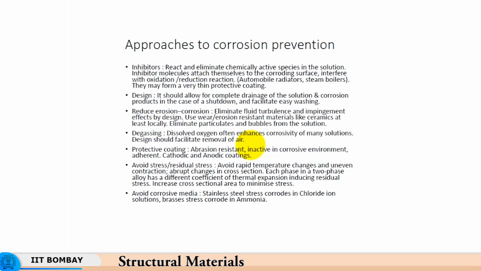So let us say you put a ceramic surface which is resistant to the acid or the chemical nature of the gas or the fluid that is flowing through a pipe, which has so many bends. So now you have wear or erosion resistant materials like ceramics at least locally, so that you are able to prevent erosion corrosion.